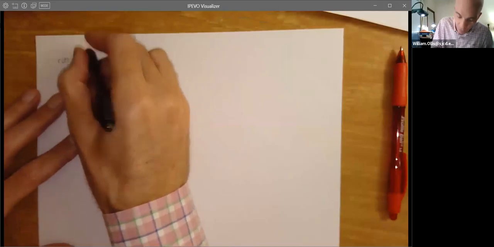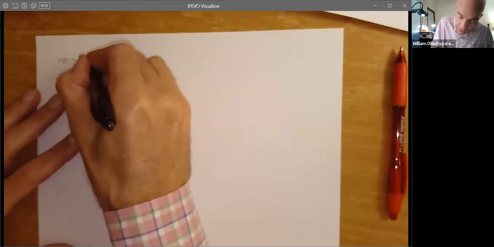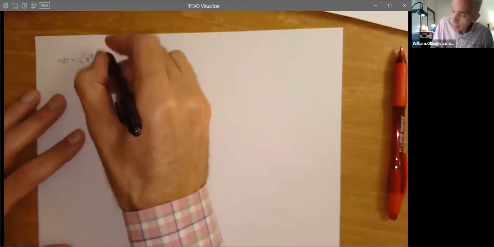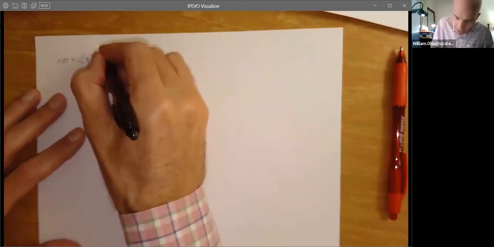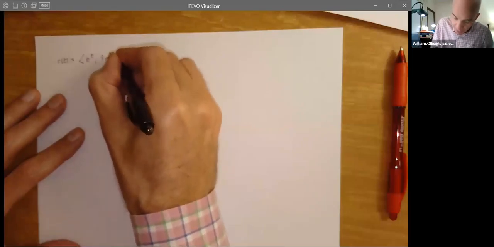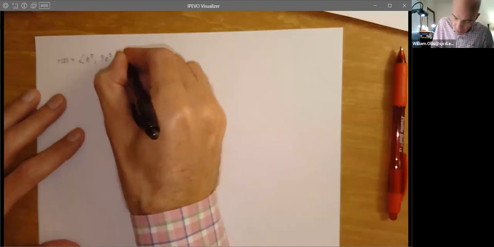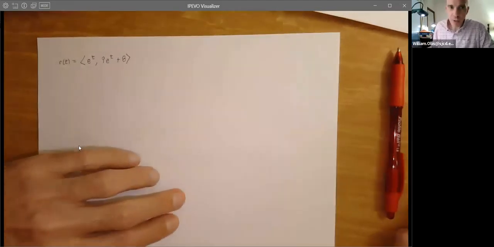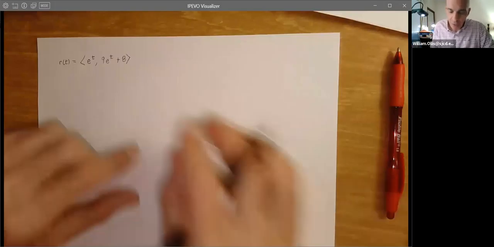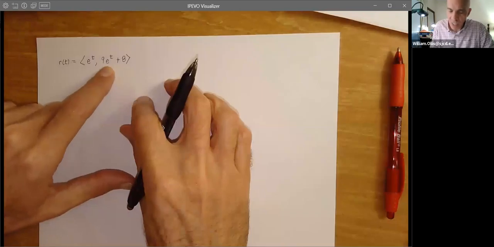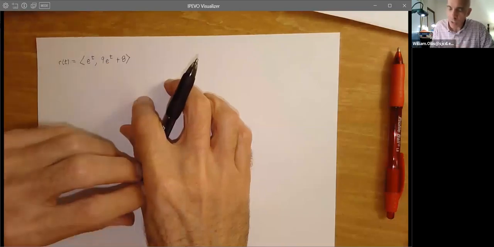So for instance, I'm just going to look at two of them. So here are two curves. So we're going to look at r of t. When you do the problem, you'll do the other two, but it's kind of overkill, but it's a wonderful example. So we have e to the t, and 9 e to the t plus 8.